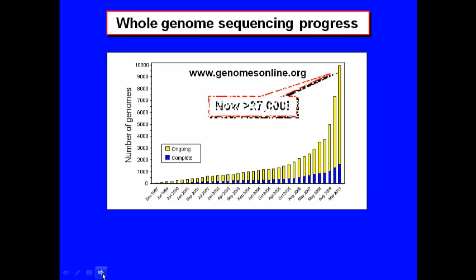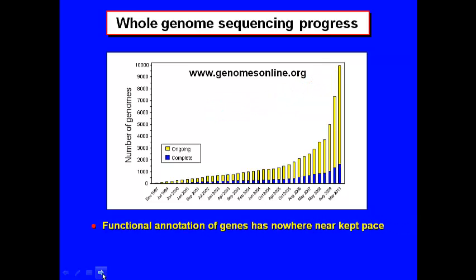But functional annotation of the genes in those genomes, in other words, ascribing a well-defined function to the genes, has nothing like kept pace with the speed at which the genomes have been sequenced and put out in the public sphere. So the functional annotations are often absent altogether.